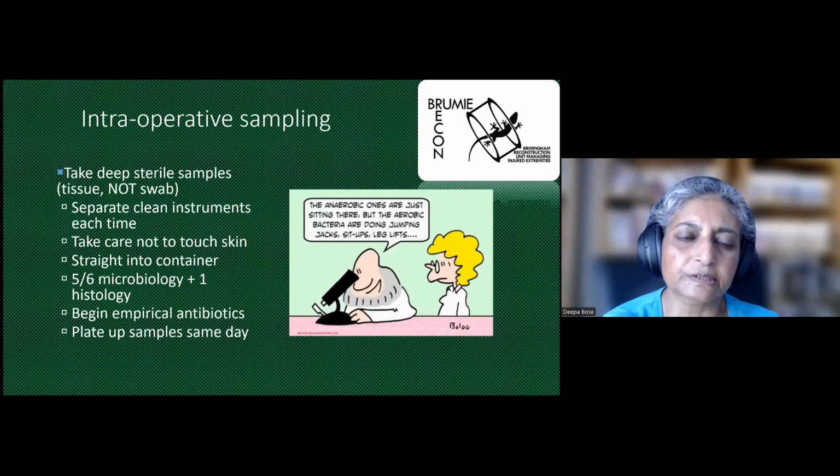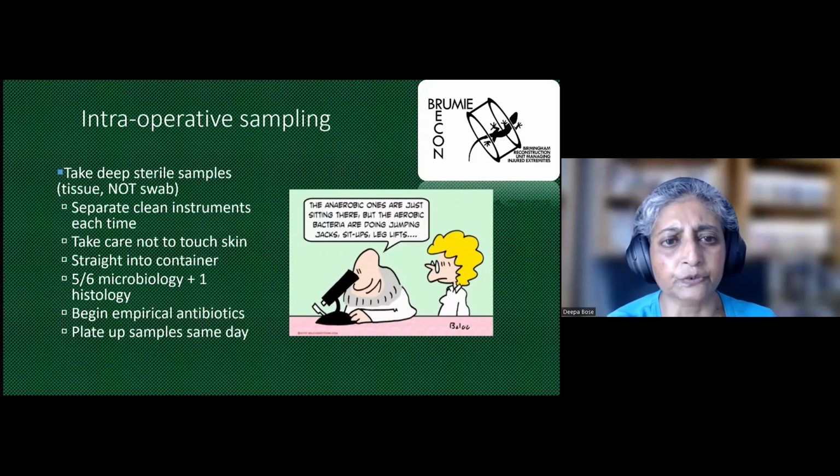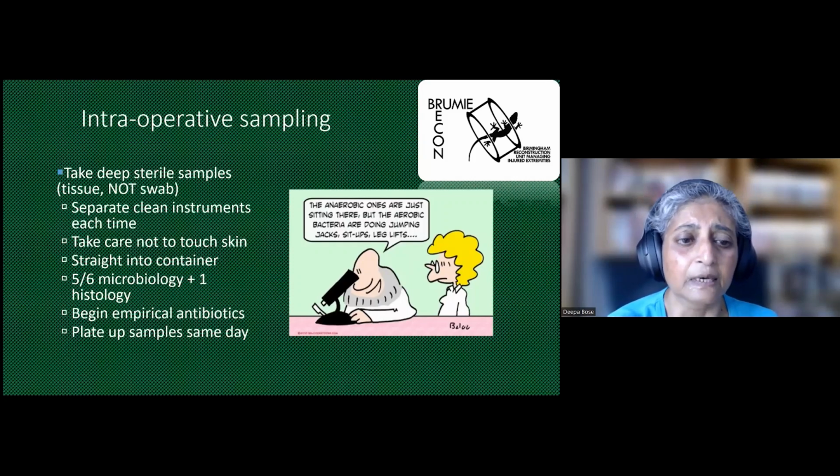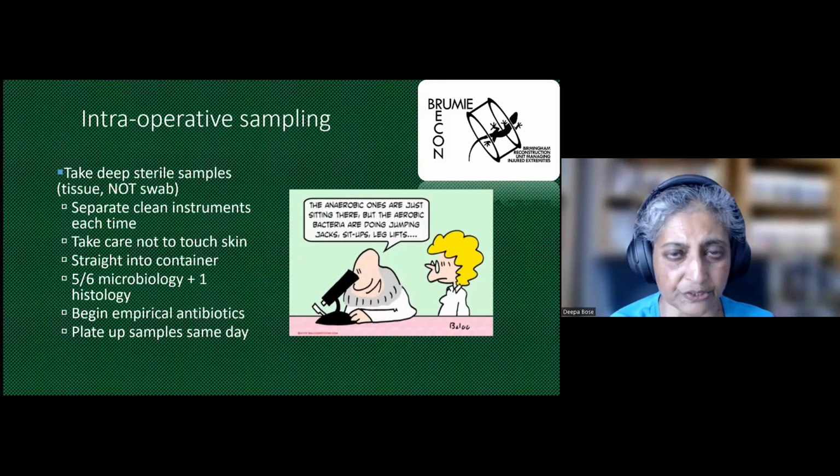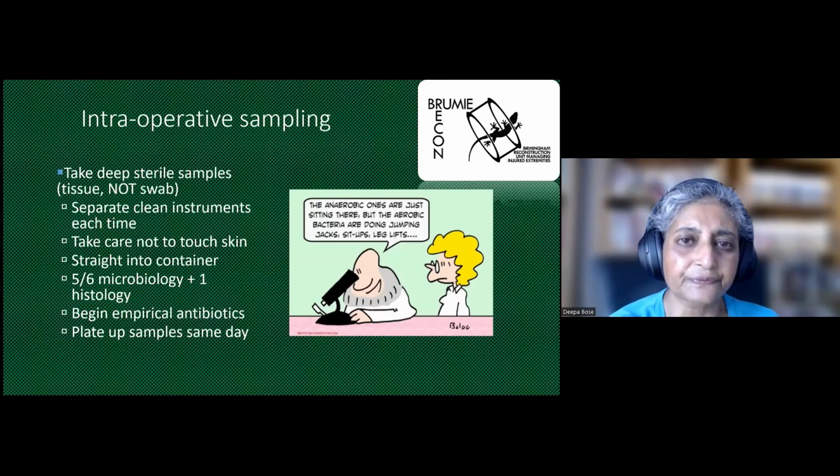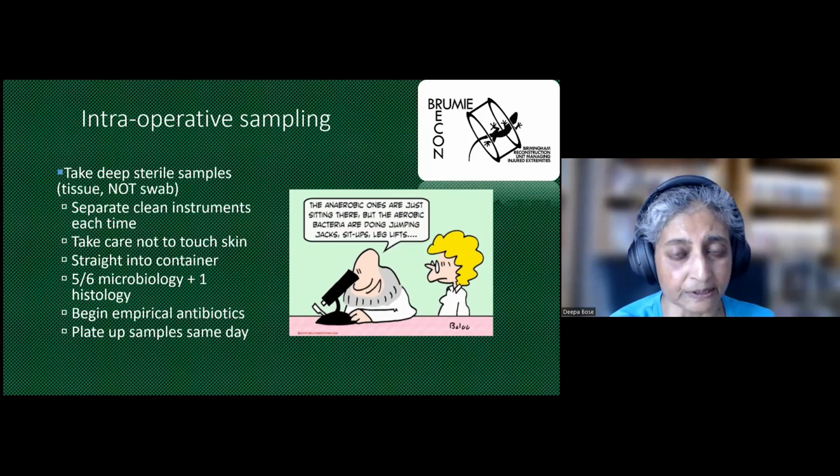So as I've mentioned, there are certain precautions that you have to take when you're taking your samples. So we use separate clean instruments for each sample. Take care not to touch the skin because you don't want contamination. I put the samples straight into the container, so I don't put them in a swab and leave them lying around for the scrub nurse to put into the container. I put them straight into the container because the number of times that you transfer your sample just increases the risk of cross-contamination. I take 5 for microbiology and 1 or 2 for histology.